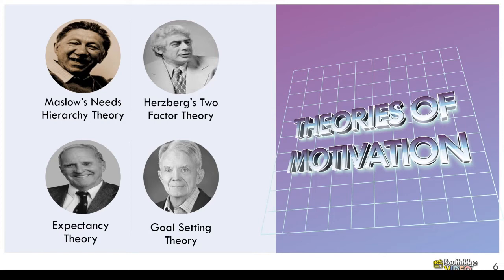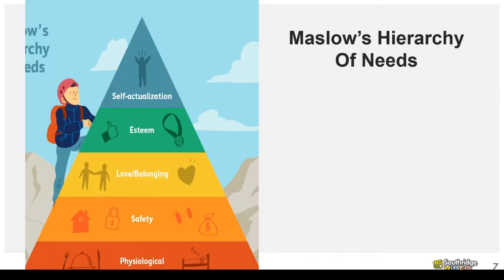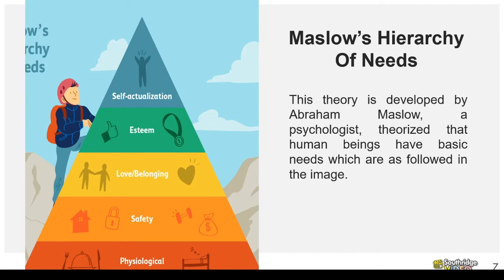First is Maslow's need hierarchy theory. Second is Herzberg's two-factor theory. Third is expectancy theory. And lastly, goal-setting theory. Now, let us first tackle the first theory. Maslow's hierarchy of needs. This theory is developed by Abraham Maslow, a psychologist, which theorized that human beings have basic needs, which are as followed in the image.